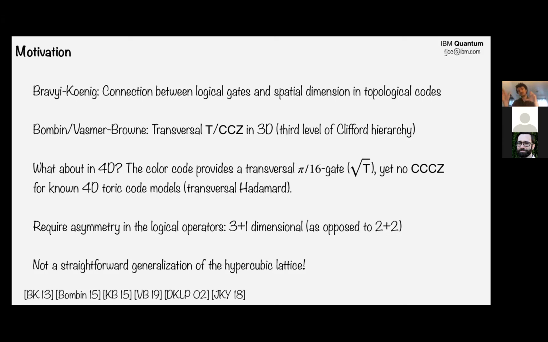And so what we're going to be looking for is a 4D code where one of the logical operators is three-dimensional and the other logical operator is one-dimensional on a string. Okay, and so that's kind of the framework behind what we're going to be looking at. It's going to turn out to not be just a straightforward generalization of the hypercubic lattice, which is what we kind of expected when we first went down this path. Okay, so that's kind of setting the previous works and motivating what we're going to be looking for.